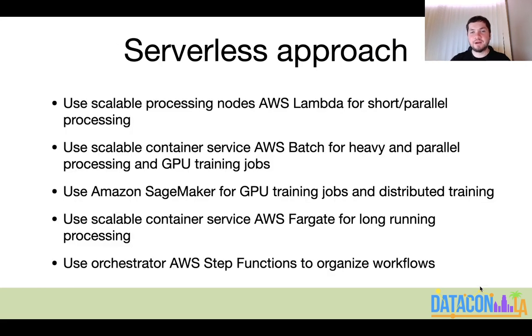So let's summarize our approach so far. Our current plan is that we will use AWS Lambda for short and parallel processing. We will use the scalable container service AWS Batch for heavy and parallel processing and GPU training jobs. We will use SageMaker for our training jobs and distributed training. And we will use Fargate for long-running processing. And finally, we will use Step Functions to organize all of these services together in one workflow.